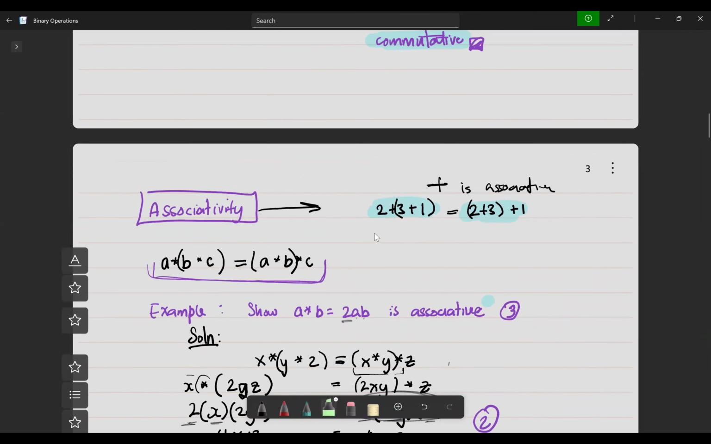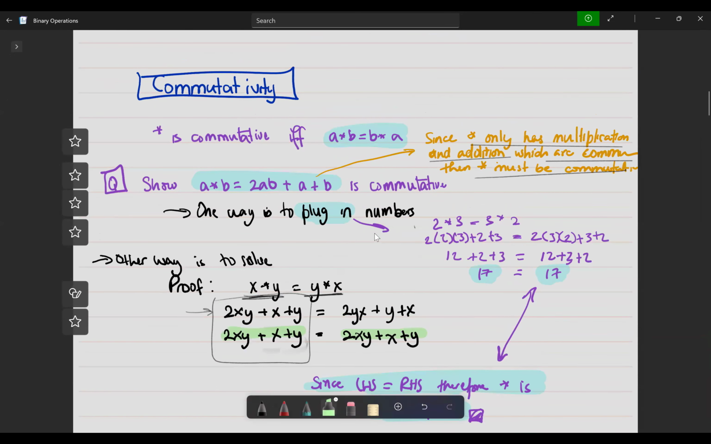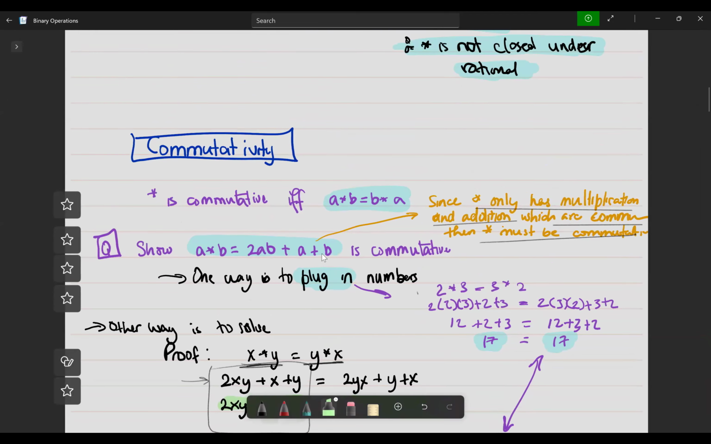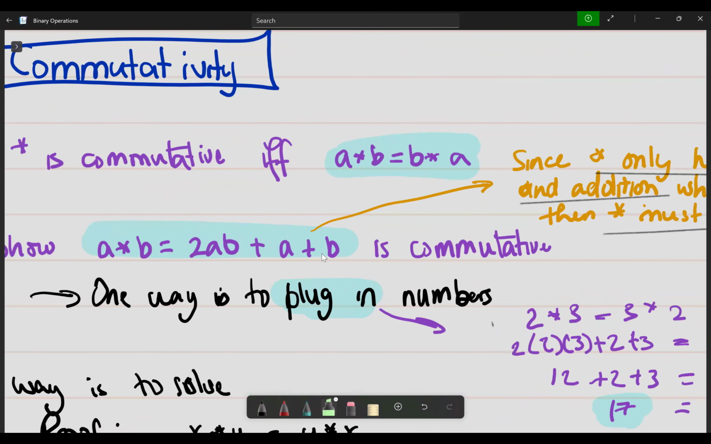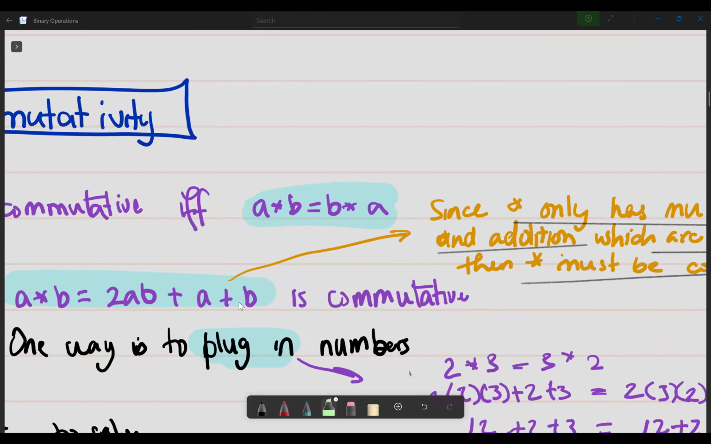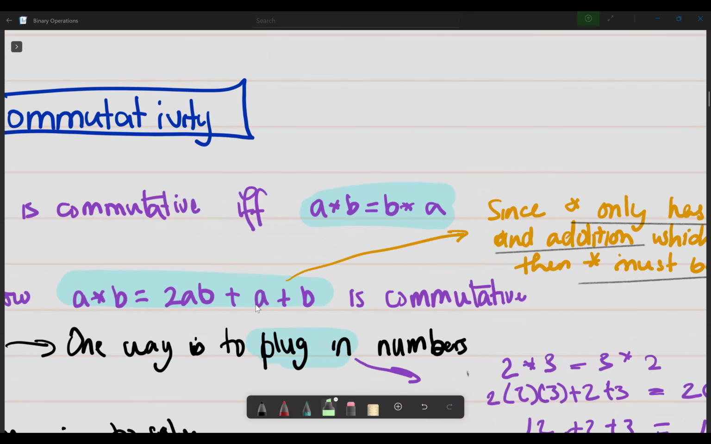For commutative, you could also just use logic and reasoning. Hold on. If I say that a star b is 2ab plus a plus b, and I'm asking, is this commutative?